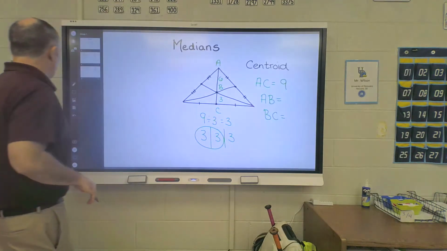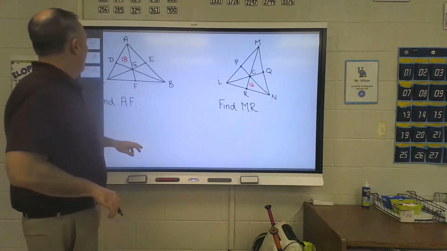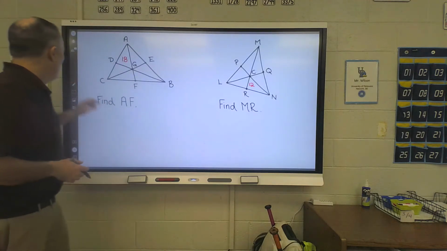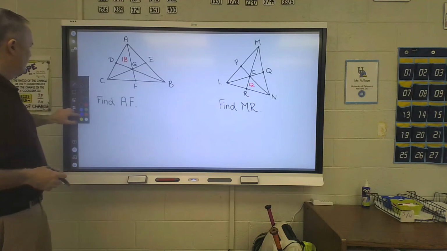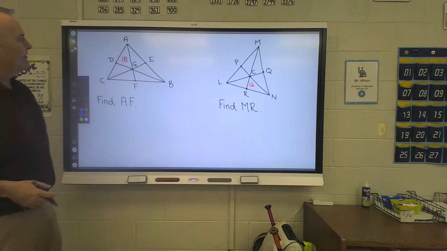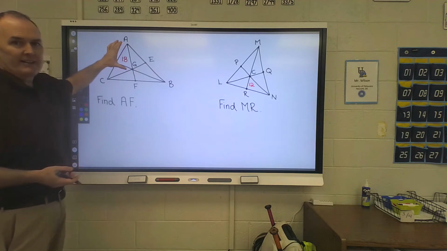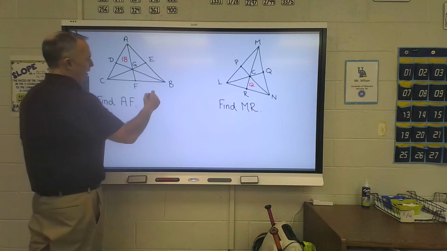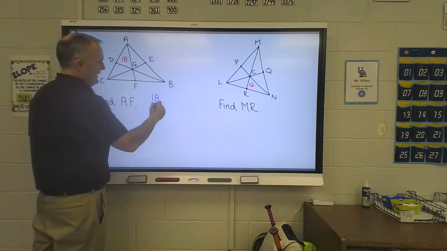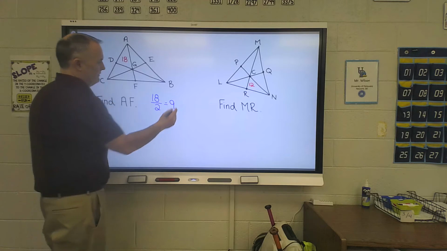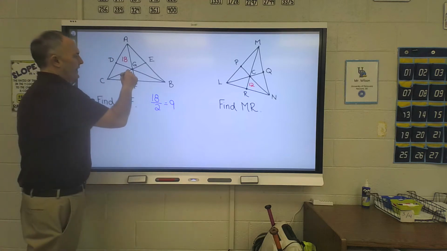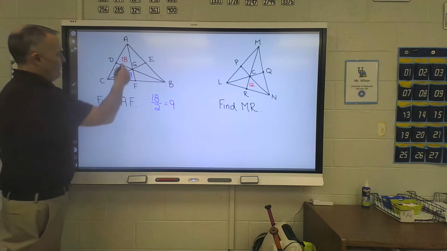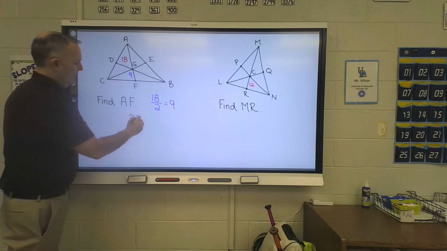All right, let's do a couple more problems. So over here we know that AG is 18, and we have to find AF. We know that this part is double whatever the smaller part is. So we're going to take the big part, which is 18, and divide it by 2. And we get 9, so the small part down here is going to be 9. Now all we have to do is add this together. So AF will be 18 plus 9, which is 27.